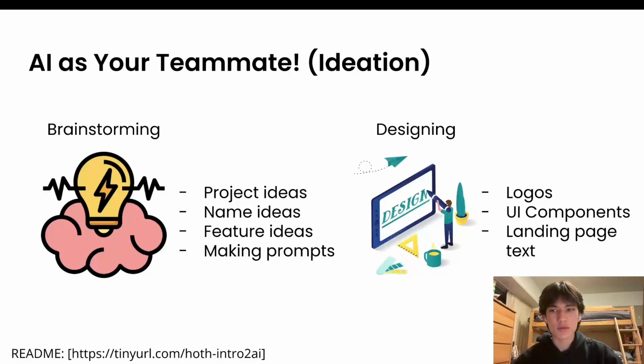So let's start by learning how to use AI as your teammate with ideation. So you had the hackathon and you just got your guidelines for what your project should be like. And you can use AI to help you brainstorm. So you can talk to ChatGPT to get some project ideas, or Gemini to get some project ideas, name ideas, feature ideas, and making prompts for other AIs as well. And you can also help with design ideas. So logos, UI components, and landing page text are just some examples.